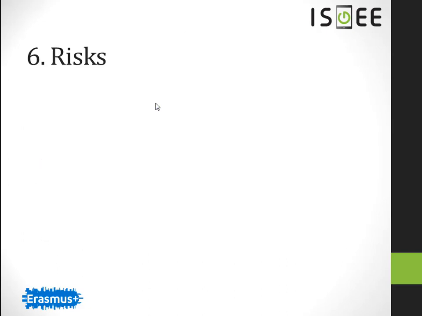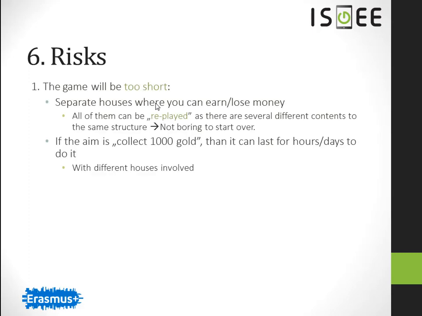So these types of evaluation methods give recommendations to the teacher on how to incorporate Entrepoly into their teaching. There are also risks involved in this game. The first one is that the game might be too short, because several similar games are too short to play. However, because there are separate houses where you can earn or lose money, all of them can be replayed. For example, in Nobel Prize Casino, you can play over and over again for 1 day. You always receive different questions, so it's not boring and it's not too short. If the aim is high enough, for example, collect 1,000 gold, it lasts hours or days. If the aim is shorter, let's say collect 100 gold, you can reach it within a few minutes. So you can probably do it also in the classroom.